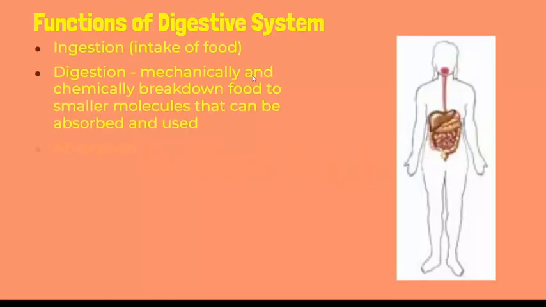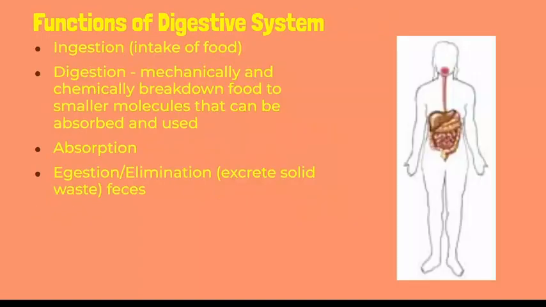First, we're gonna talk about what a digestive system is used for. We have four things that we remember: it's IDAE, ingestion, digestion, absorption, and egestion. You're gonna intake the food. You're gonna break it down mechanically and chemically into smaller molecules that can be absorbed and used around your body. That's the second step. And then we'll get into absorption, which happens in your small intestine, and then egestion, which is where we get rid of the stuff that we cannot absorb.